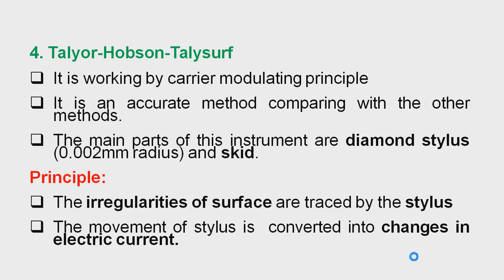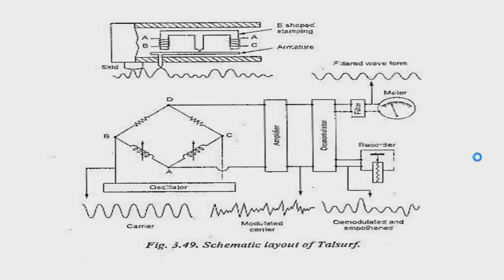The last in this series of direct measurement is the Taylor-Hobson Talysurf. This instrument works by the carrier modulating principle. It is an accurate method compared with the other methods. The main parts of this instrument are the diamond stylus, whose radius is 0.002 millimeter, and the skid. The irregularities of the surface are traced by the stylus moving in the up and down direction. The movement of the stylus is converted into changes in electric current as shown in the figure.